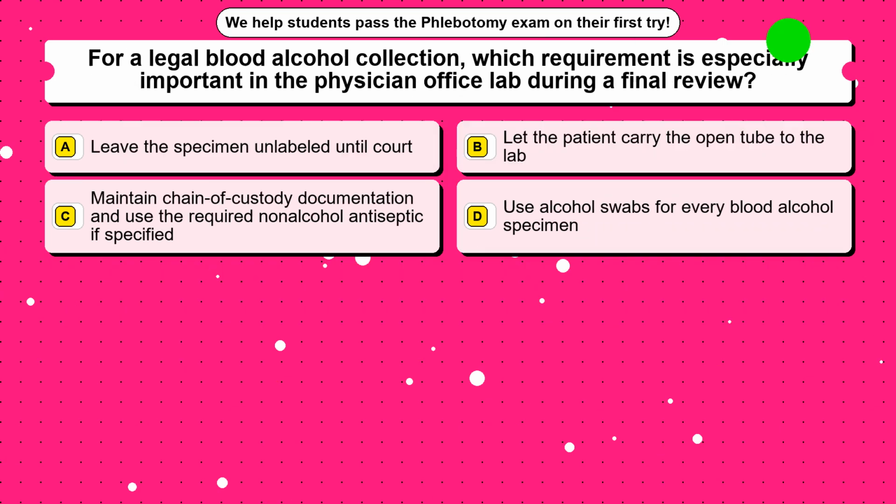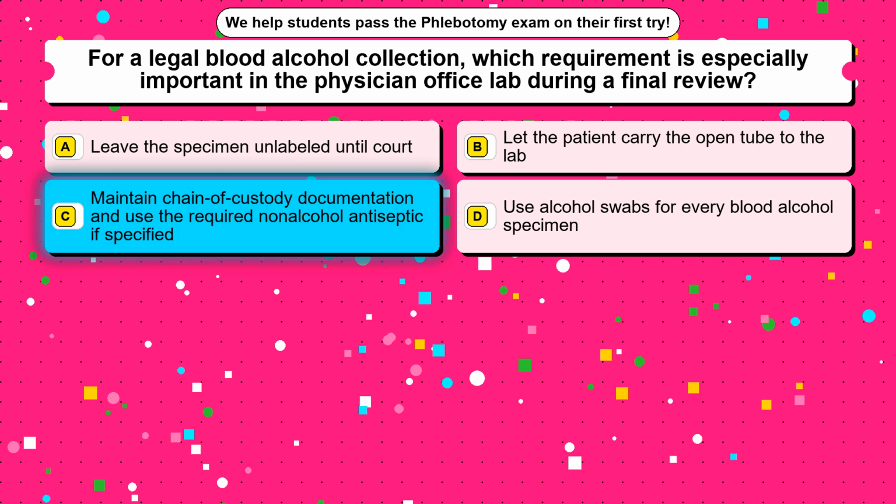Question 59. For illegal blood alcohol collection, which requirement is especially important in the physician office lab during a final review? Option A. Leave the specimen unlabeled until court. Option B. Let the patient carry the open tube to the lab. Option C. Maintain chain of custody documentation and use the required non-alcohol antiseptic if specified. Option D. Use alcohol swabs for every blood alcohol specimen.